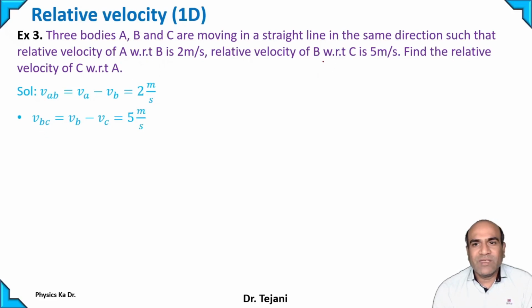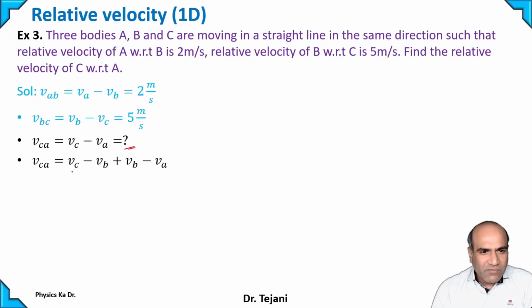Second is VBC. VBC is equal to VB minus VC, 5 meter per second, and we need to have VCA. Can we write VCA as VC minus VA, and that is what we require? Of course we can write VC minus VB plus VB, so I can cancel, right? So if I just make it bracket, it becomes VC minus VB and VB minus VA.